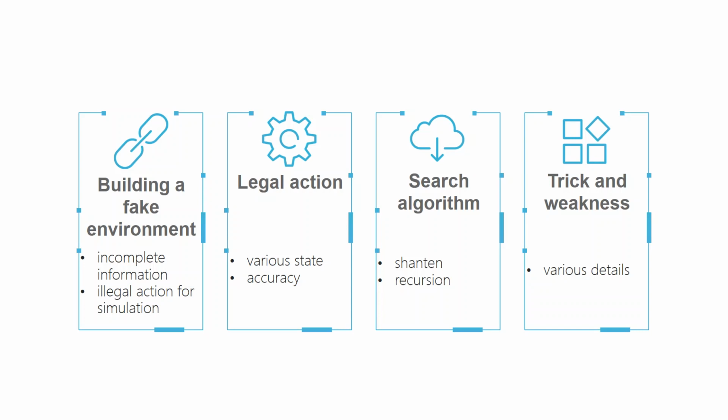The second is to generate current legal actions in the fake game environment. The legal action must be very accurate. If it's too much, it will lead us to a loss. If it's not enough, the AI will not be strong. The third is to search for all legal actions in a fake game environment.